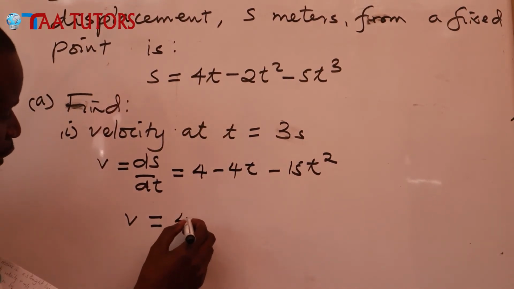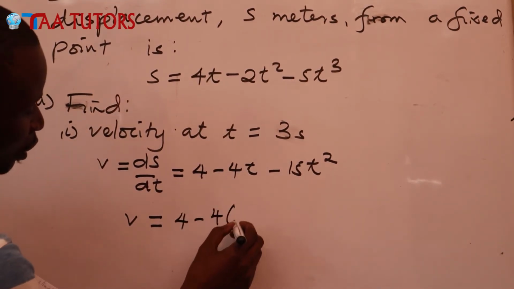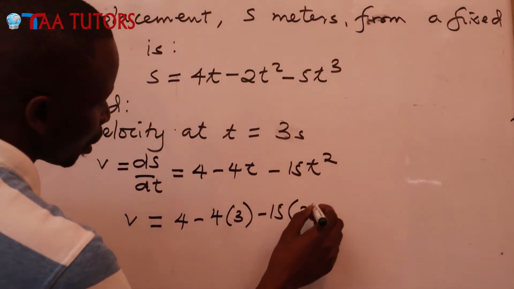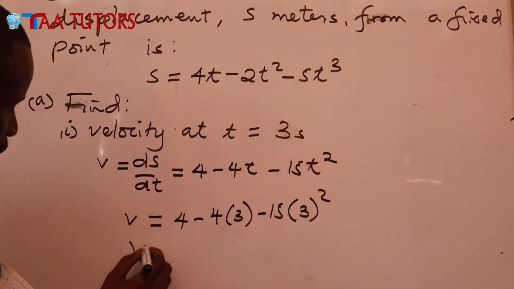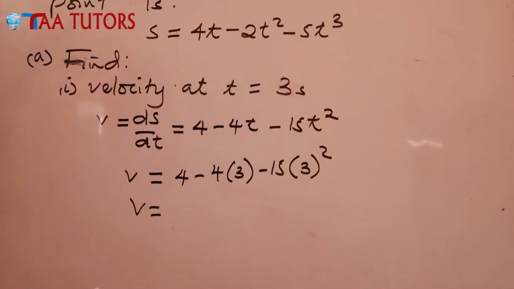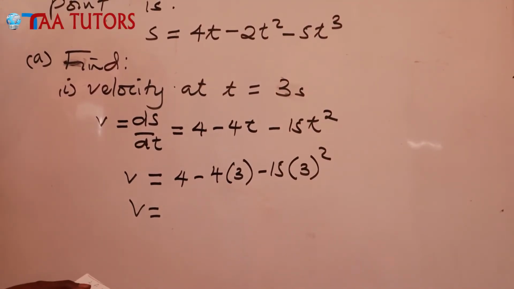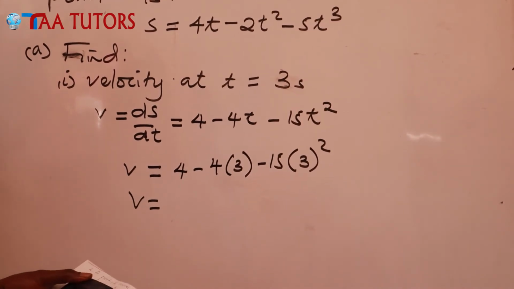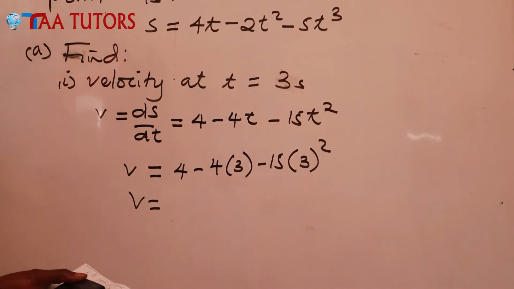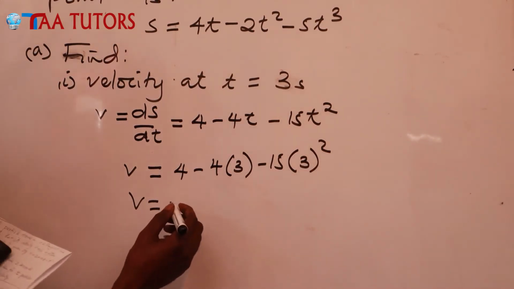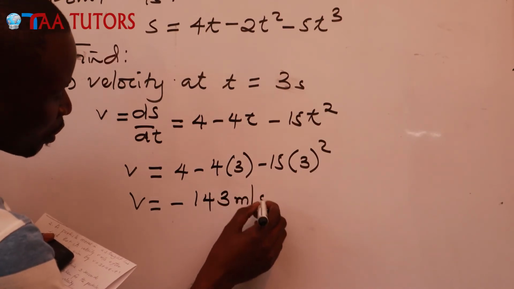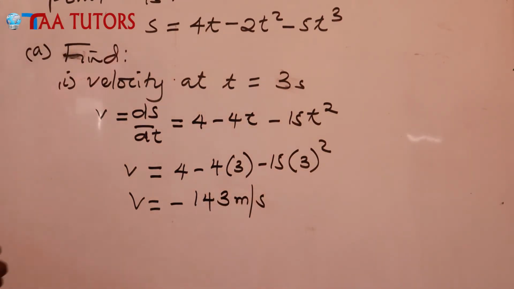So it will be 4 minus 4 into 3 minus 15 into 3 squared. So v here will be, let's find out, 4 minus 4 into 3 minus 15 into 3 squared. That is negative 143 meters per second. That is that question.